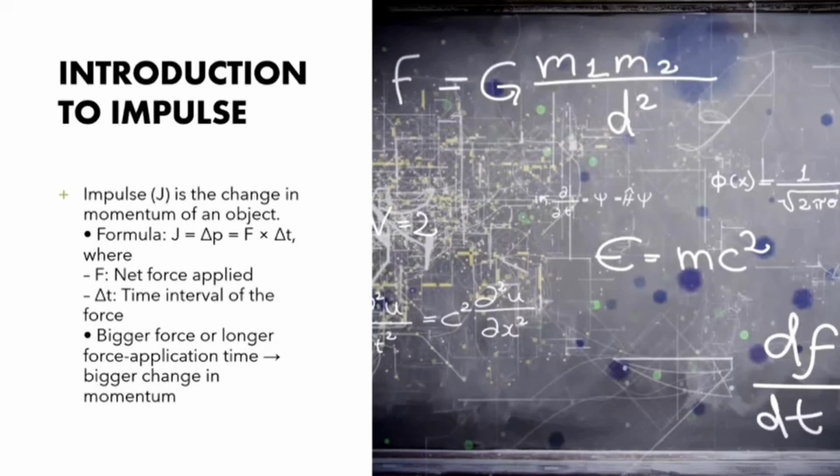Impulse is the change in momentum. If an object's momentum changes, the change is directly related to the force applied and the time interval over which it acts. In simple terms, we say impulse equals force times the time interval. J equals F delta t. It also equals the change in momentum, delta p. This means applying a big force briefly can have the same effect as applying a moderate force over a longer period, as long as the total impulse is the same.